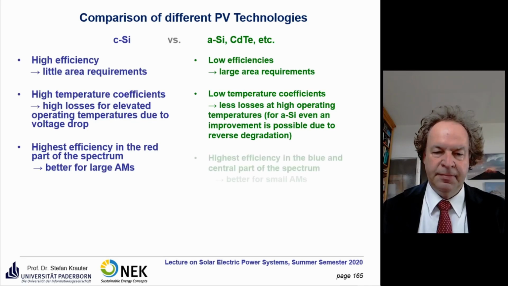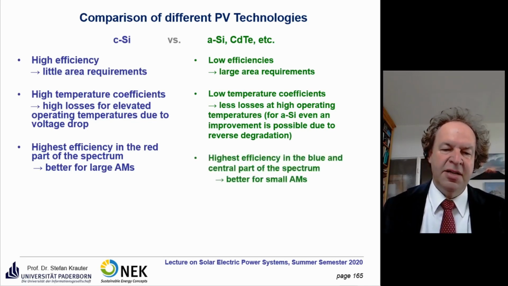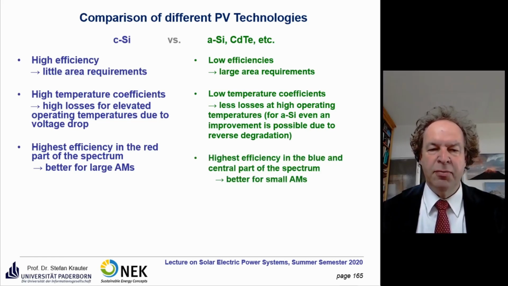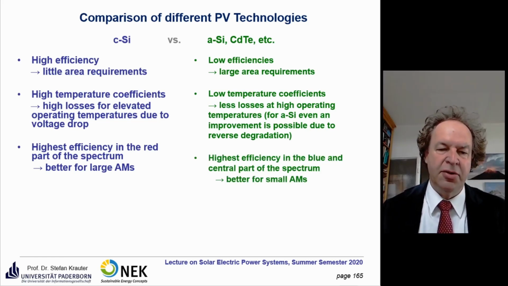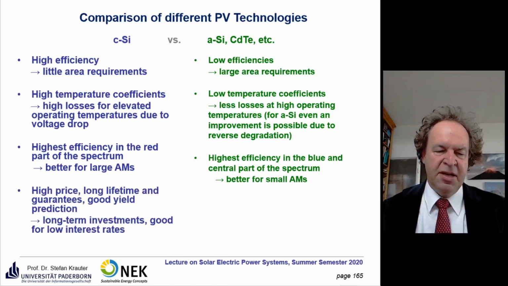and so on. Especially for amorphous silicon, the highest efficiency is in the blue part of the spectrum. If you go to cadmium telluride, it's more in the central part of the spectrum. So it's a little bit better for small air masses. This is only particularly true.